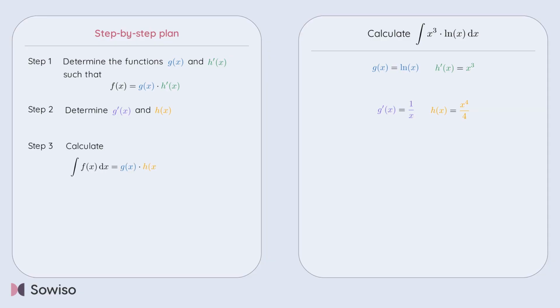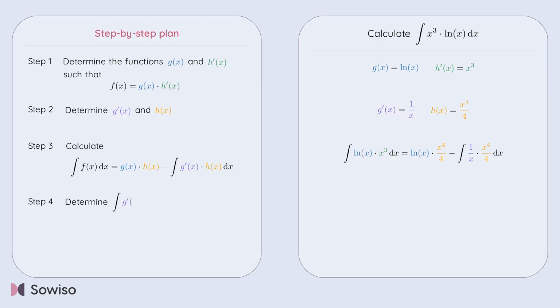Step 3. Use the integration by parts formula to find the integral of f of x. We substitute g, h, and g prime into the formula. That gives ln of x times x to the fourth over 4 minus the integral of 1 over x times x to the fourth over 4.